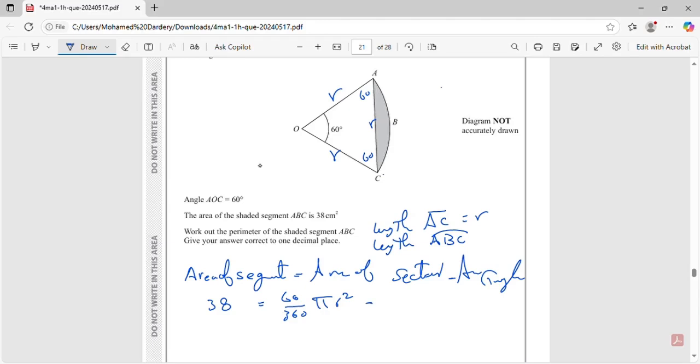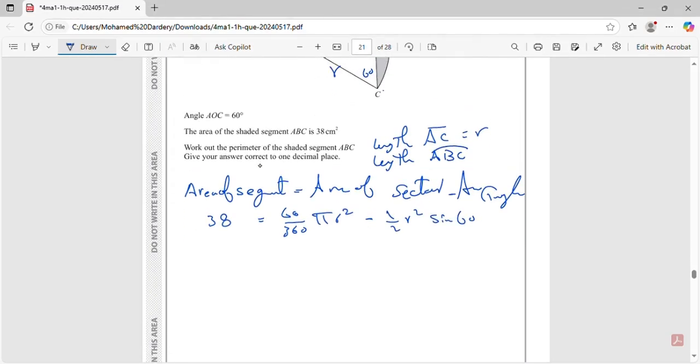This is all minus the area of the triangle, and we know that the area of a triangle is half AB sine theta. A and B are both r, so it will be half r squared sine 60 in this situation. Of course, the first term becomes 1 over 6 r squared after I simplify. Sine 60 is root 3 over 2, so if I multiply, it will be root 3 over 4 r squared. By taking r squared as a common factor, it will be pi over 6 minus root 3 over 4, all inside the bracket, which is equal to 38.